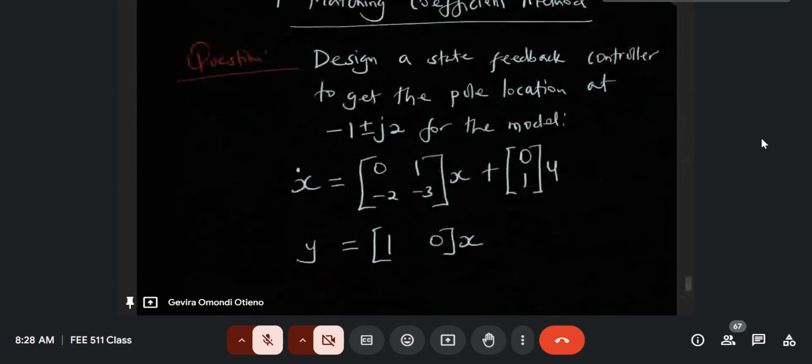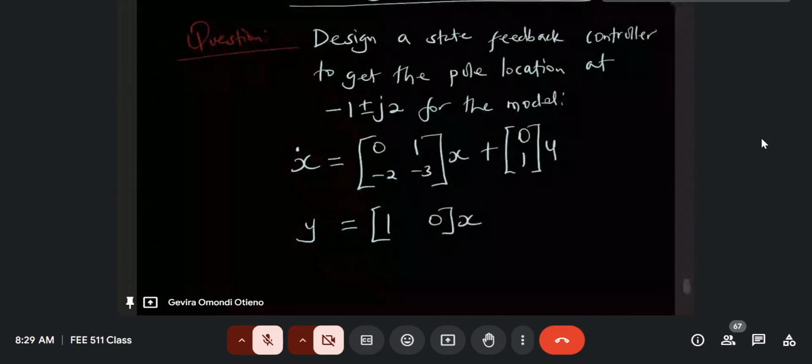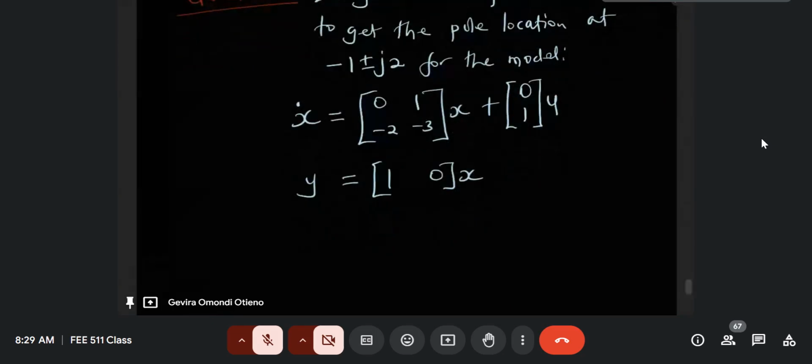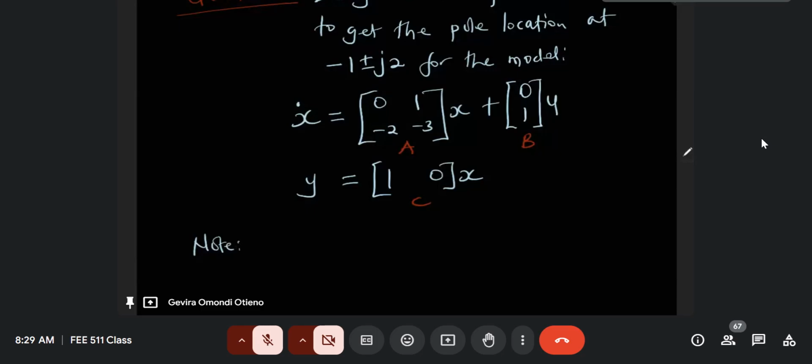Okay, let's go back to our example and see how we can solve it using the matching coefficient method, the first method. Now, ladies and gentlemen, by now we all know, and it should not be new to anyone, that this is the matrix A, this is the matrix B, and of course, this is the matrix C that now everybody knows.